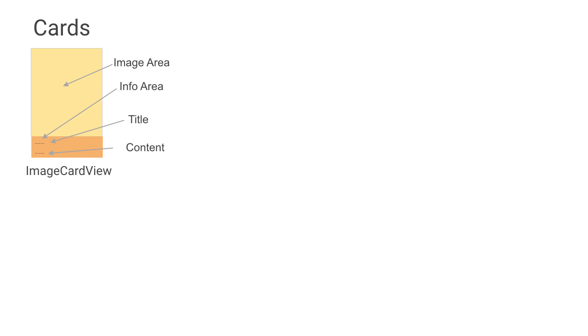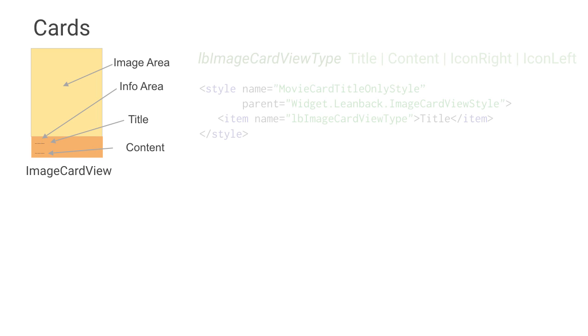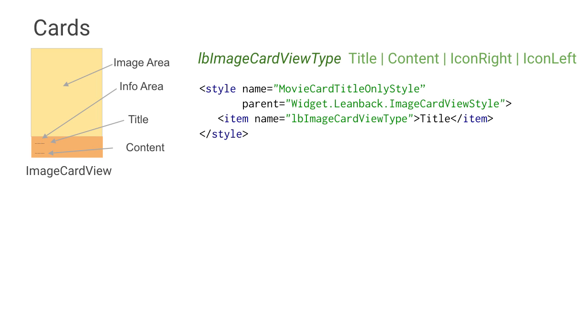Now, whatever app you're building, if you're displaying audio, video, or whatever media you want to display, it'll be displayed in cards. But just because you're rendering everything in cards doesn't mean all your cards will have to look alike. You can have different types of card in the same application. And the way to do that is by creating a style that extends from image card view style and overriding the attribute that you care about. One such interesting attribute is the LV image card view type. This controls what content gets rendered in the card.